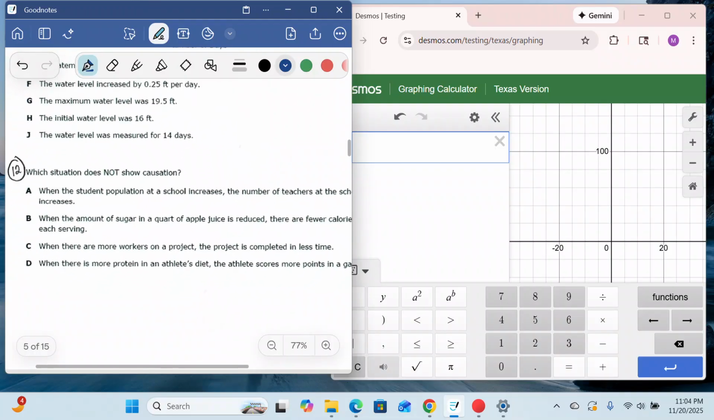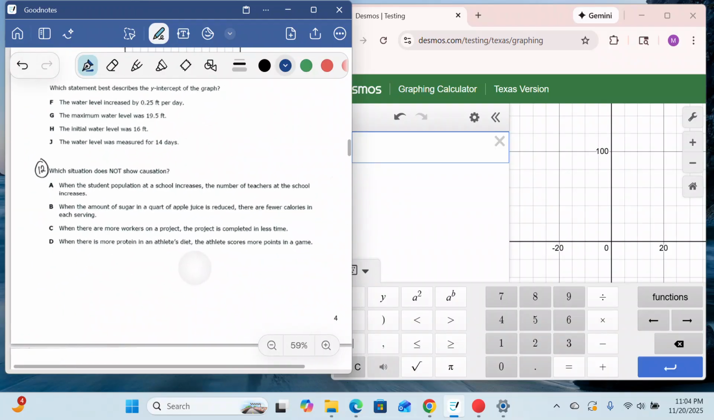So let's look at letter A. And you can try this out. You can pause the video if you want and answer which situation is not a causation. Let's see if it's correct. You can try it out, pause it, and then we'll go through it together.